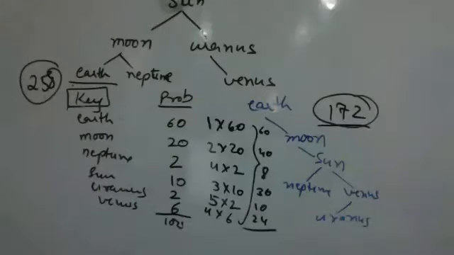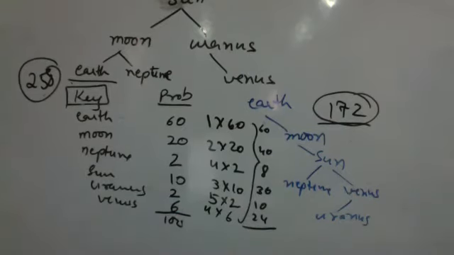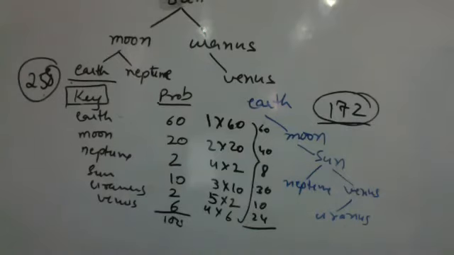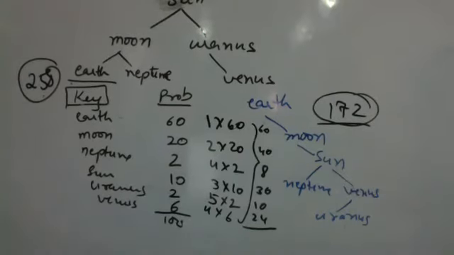So even for such a small example, the number of comparisons has been reduced from 258 to 172. This is a very considerable reduction. That is why optimizing a binary search tree comes into the picture. I hope now it is 172 and not 152. So now all of you understand what the problem is. Yes, ma'am.